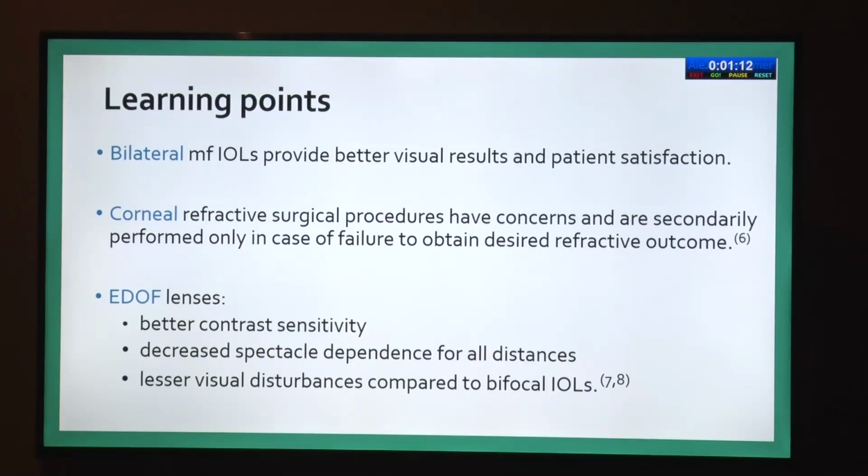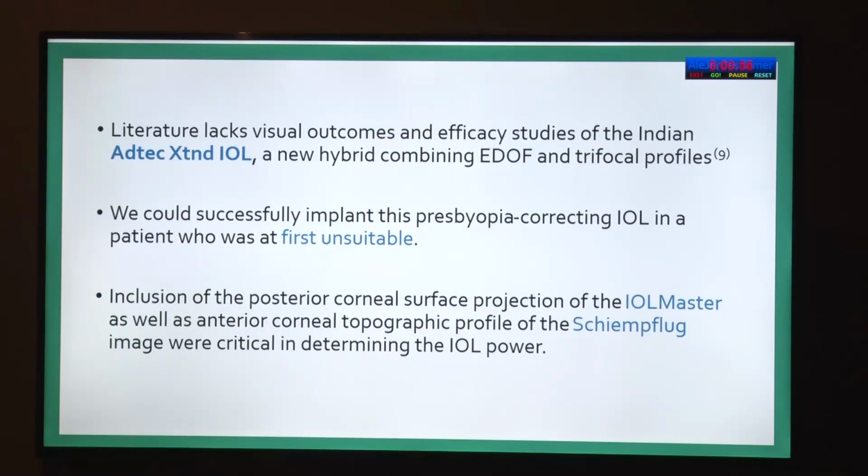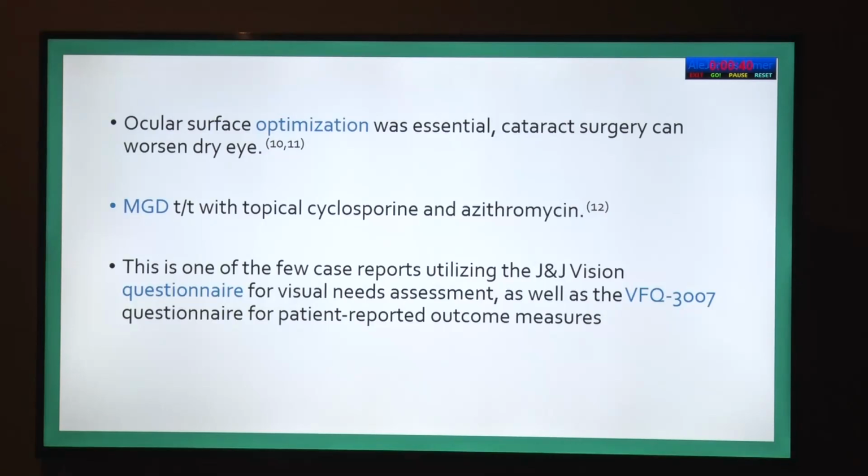But the learning points are that bilateral multifocal IOLs are better, and EDOF lenses have got better contrast sensitivity, a decreased spectacle dependence for all distances, and lesser visual disturbances compared to bifocals. Therefore, literature really lacks reviews of our AdTech Extend IOL, the Indian multifocal plus EDOF. So in a patient who was first unsuitable, we implanted this. And of course, the IOL Master and Scheimpflug helped us in this case. But then after ocular surface optimization and MGD treatment, we were able to achieve this refractive surface.